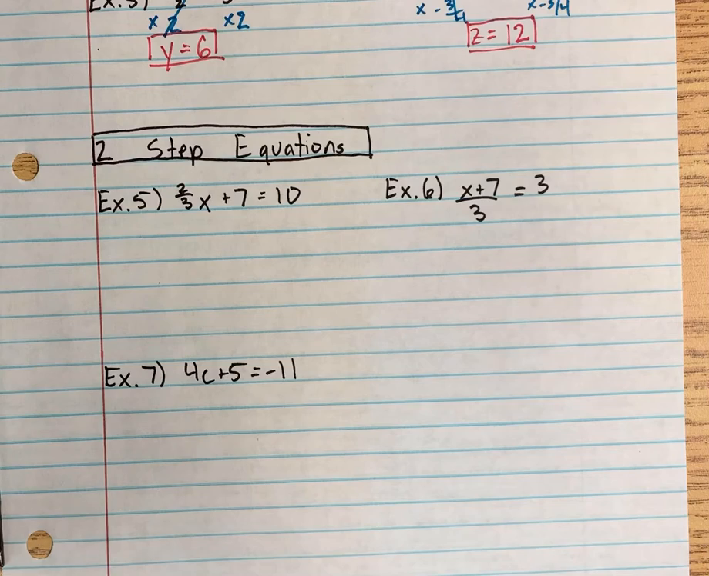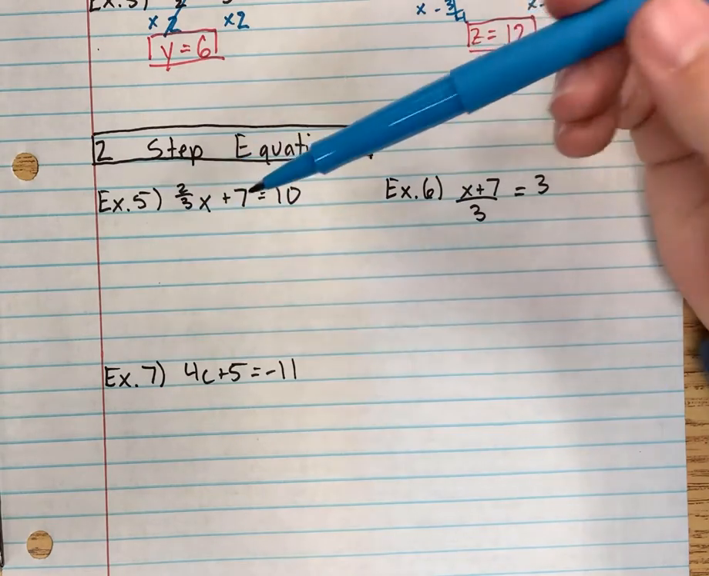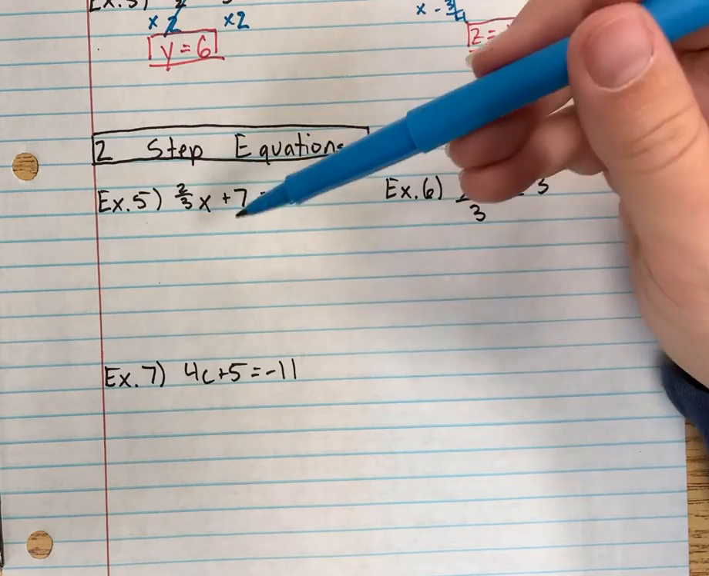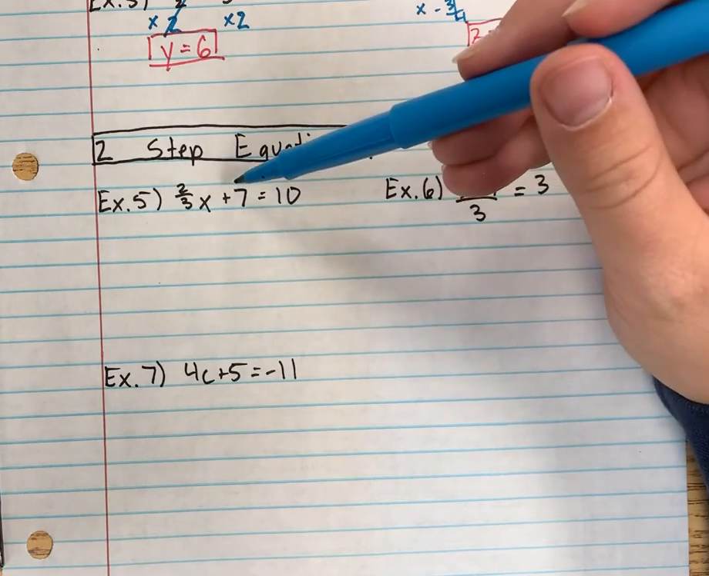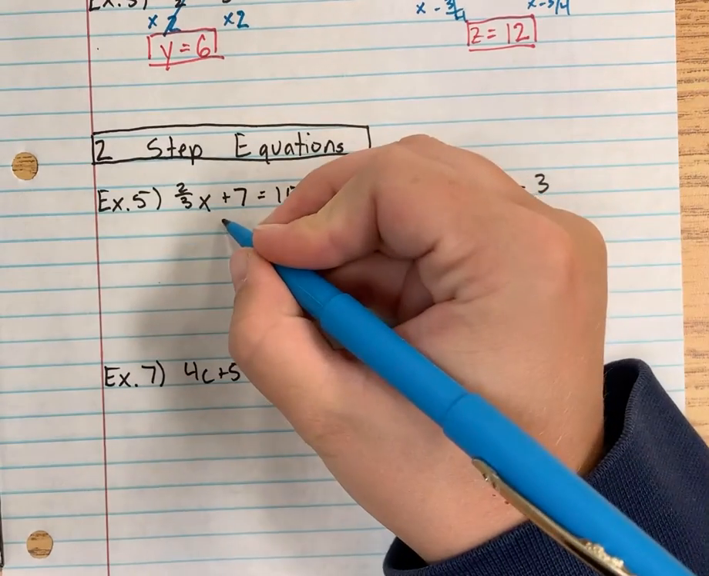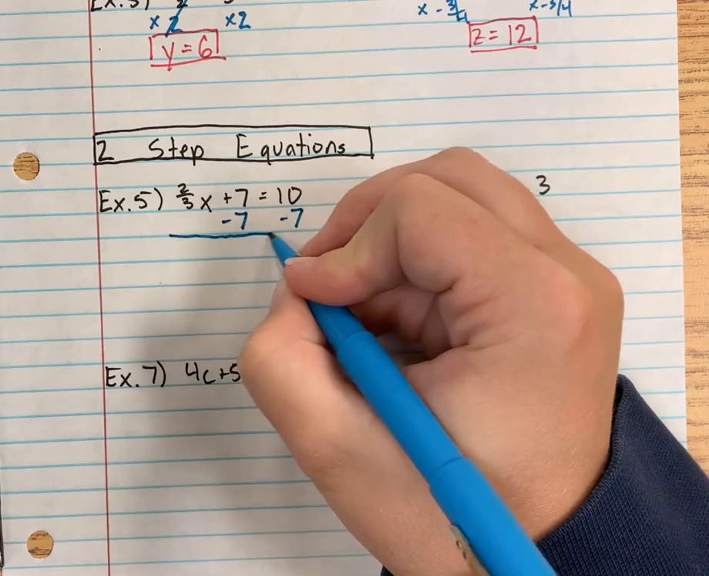Now, the first thing that you want to get rid of is whatever is not attached to your variable. So here, this plus 7 isn't attached to our variable. So you want to start by taking this plus 7 and taking it to the other side. To do that, you need to subtract 7 from both sides. So here's our first step.